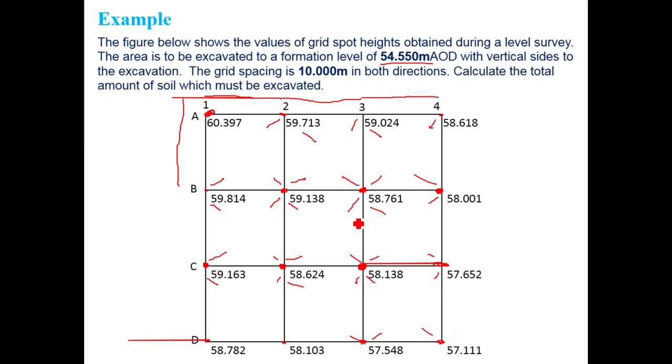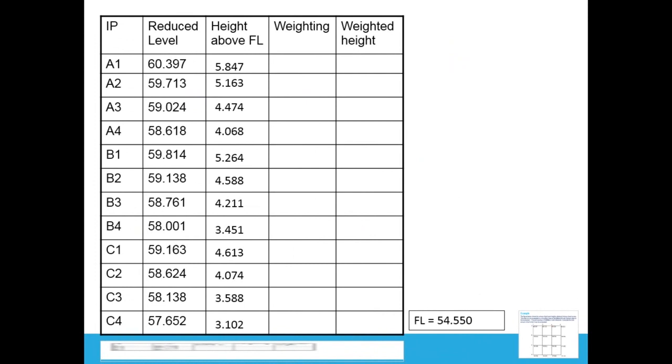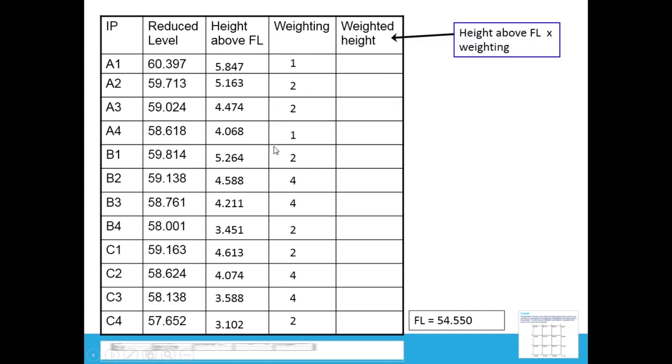So now we have found all the weights. Let's transfer all of these numbers to the table, guys, here. So the weighting, the number of squares around each intersection point, for A1, as we have just seen, 1, 2, etc. Just transfer all of the numbers to this table. Now guys, after we have calculated the height above the formation level and the weighting for each intersection point, we are going to find the weighted height. The weighted height is the height above the formation level, this number, times the weighting, this number.